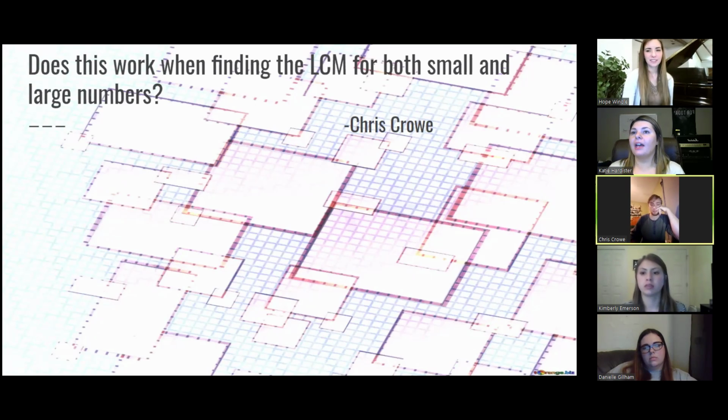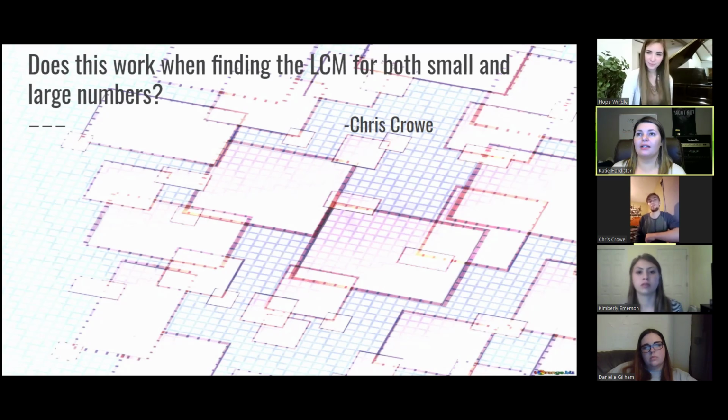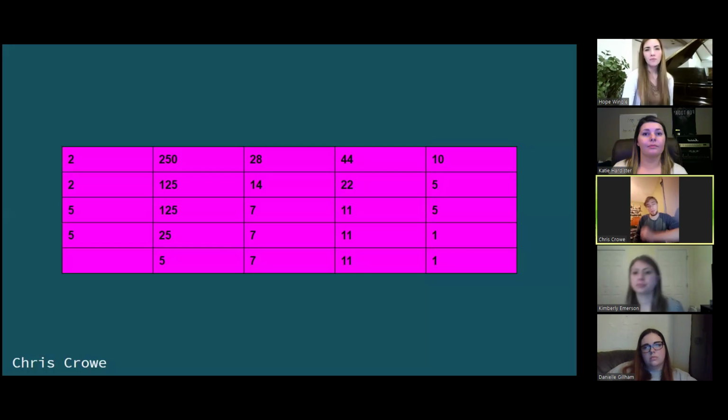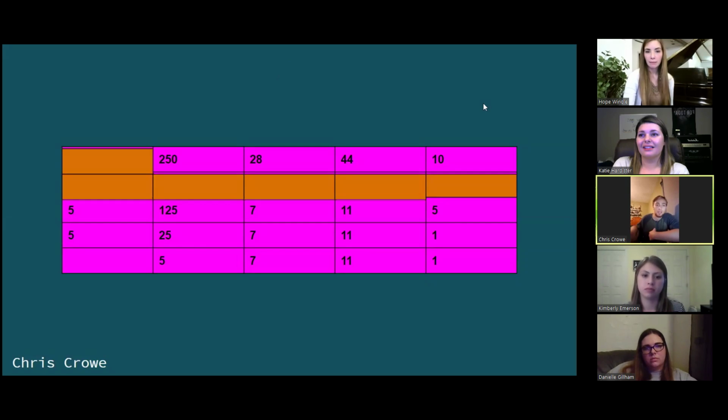So, hey Chris, does this work when finding the least common multiple for both small and large numbers? As a matter of fact, yes, this method is accurate for both small and large numbers. Okay. And while my squares don't appear to be there at the moment, going through the graph, we can see that now they're appearing. Going through the graph, we can see that the largest number is actually the first one instead of being last like some of the other previous graphs.